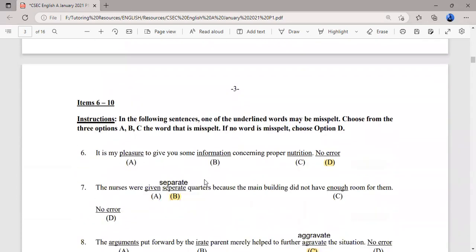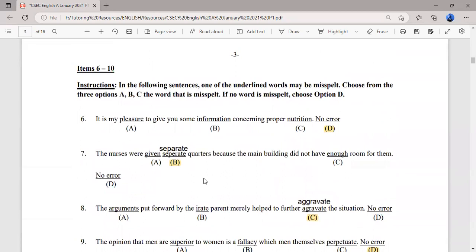So with that, we can move on to the next items. It reads, in the following sentences, one of the underlined words may be misspelled. Choose from the 3 options A, B, C, the word that is misspelled. If no word is misspelled, choose option D. Right. So number 6, it is my pleasure to give you some information concerning proper nutrition. All the words here are spelled correctly, so we choose D.